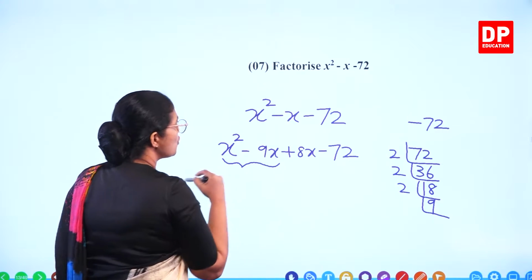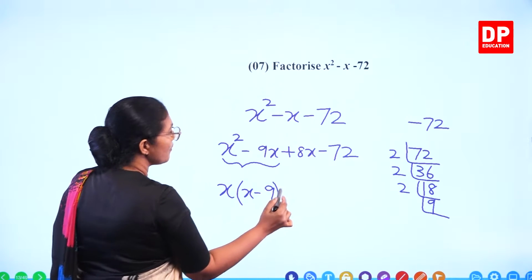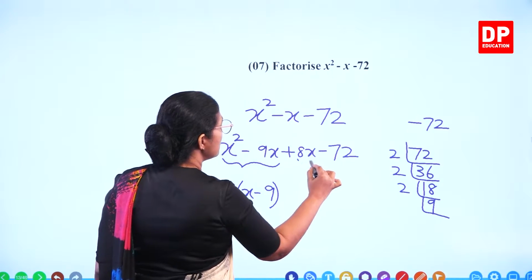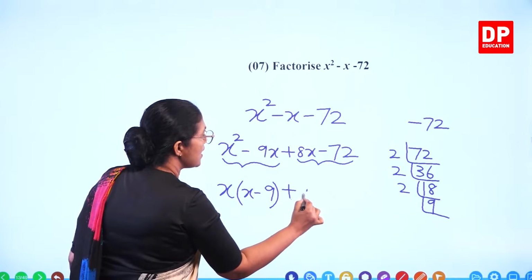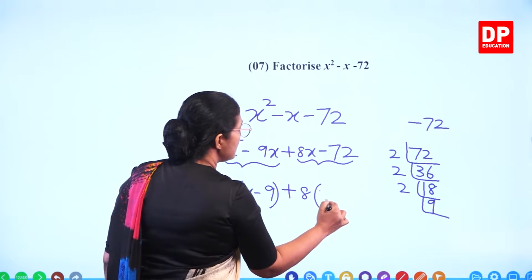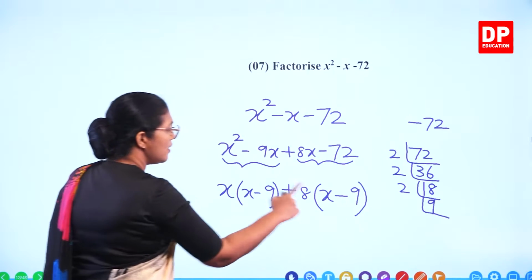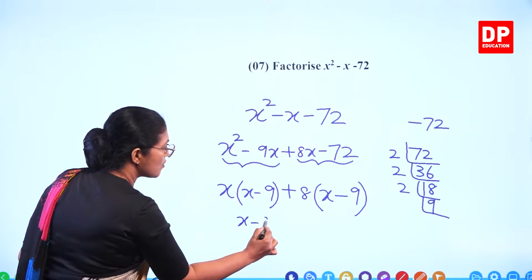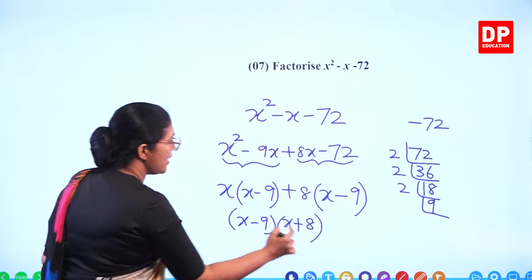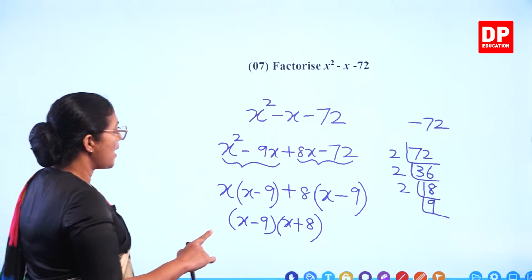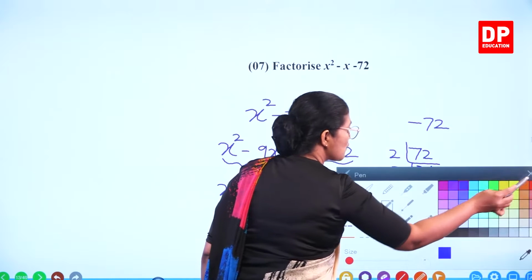Take the first 2 and factorize. You can take x out. Then when you take the third and fourth, you can take 8 as the common one. This is x minus 9. Now you can see x minus 9 is common for both and x plus 8 is remaining. So the factors are x minus 9 and x plus 8. So you get 2 marks for that.